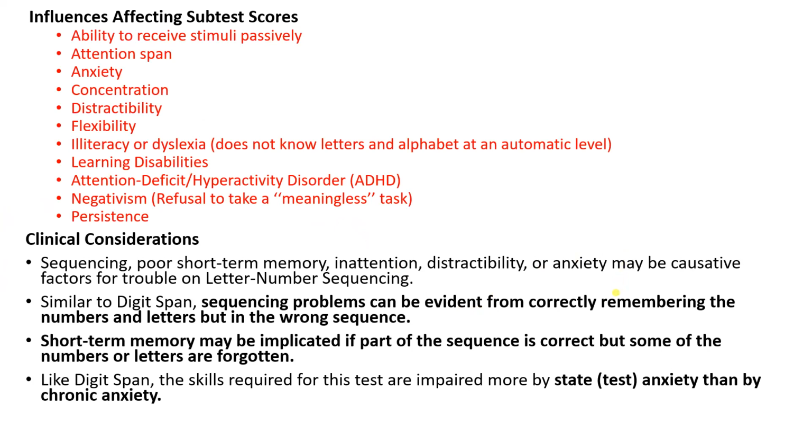Then this indicates some sort of cognitive impairment and pathological indicator. Similarly, short-term memory deficit may be inferred if part of the sequence is correct, but some of the letters or numbers have been missed by the participant. He or she has forgotten those numbers. That reflects that some impairment in the short-term memory may be there. And like the digit span, again, state anxiety or test anxiety is more likely to influence the test performance compared to chronic anxiety.